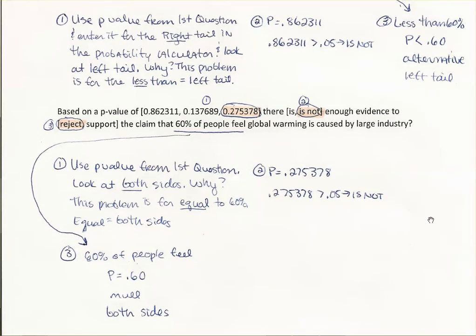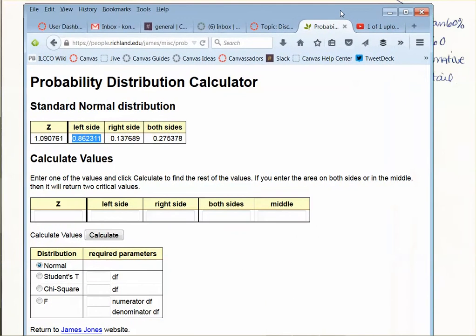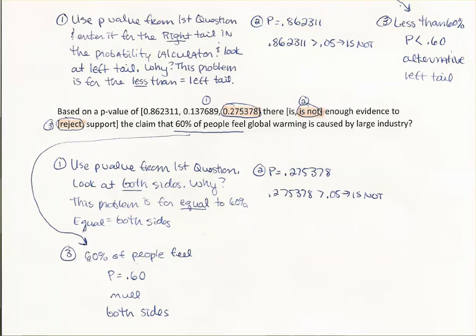So for the third part, we're still using that same probability information from the first part. So when they say based on a p-value of, well, in this case, we're still using these right here. We just have to figure out which one of these values we're using, but we're still using these from the original question. So we look at our claim, and our claim is that 60% of people feel global warming is caused by large industry. So 60% of people feel. Well, that's an equal statement.